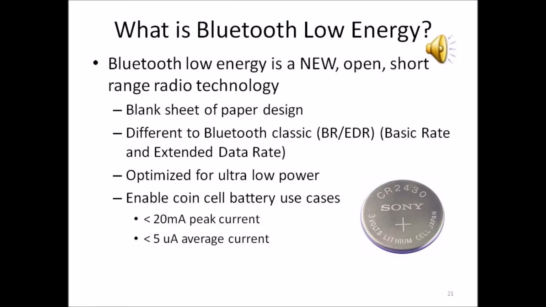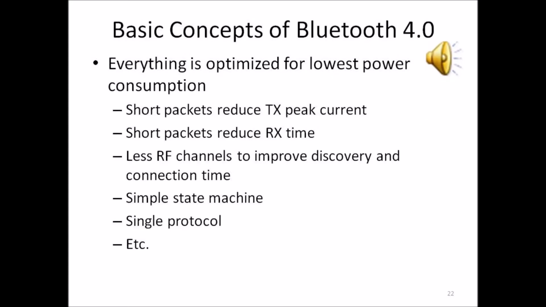As I was explaining in the previous slide, Bluetooth is not able to provide the actual low energy which the applications are expecting. So BLE came as a solution. This is a new technology which uses short range radio, and it operates in two modes: either the basic rate mode BR or the extended data rate EDR. It operates with ultra low power, and it also enables working with a coin cell battery. The peak current, as the slide makes clear, is less than 20 milliampere, and the average current is in microamps, less than 5 microamp, which makes it a very interesting choice for low energy applications.